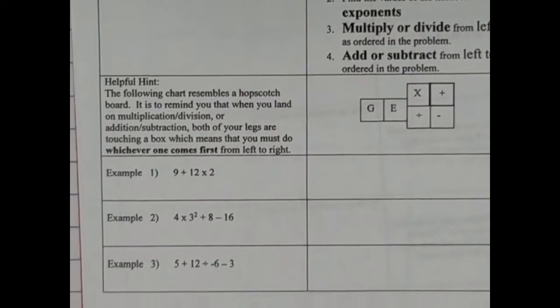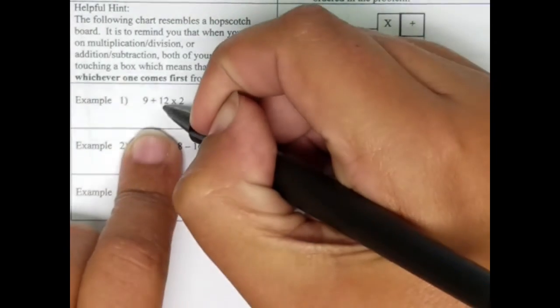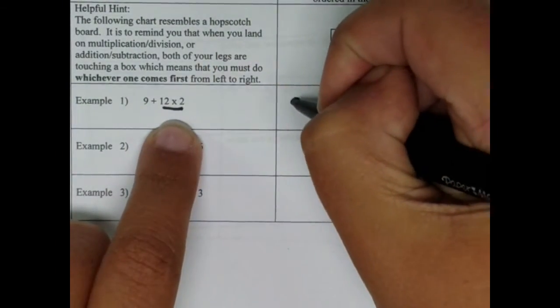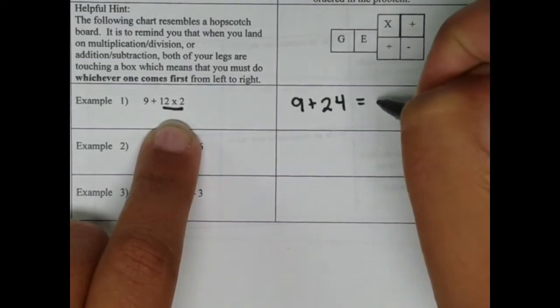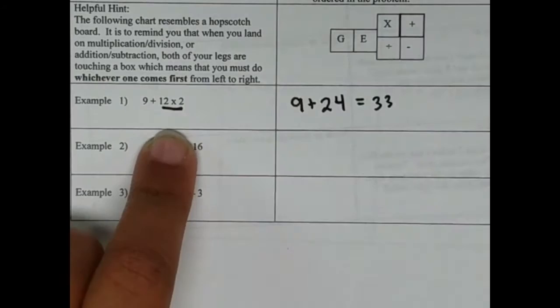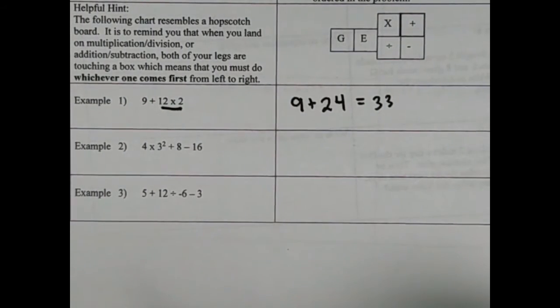All right, so if we go down here and we look at example 1, 9 plus 12 times 2. So which one's stronger? The multiplication is stronger, so we're going to do that first. So 9 plus 24 gives us 33. All right, go ahead and do the next 2, please. You can pause the video if you'd like, so you don't have to see the answer.